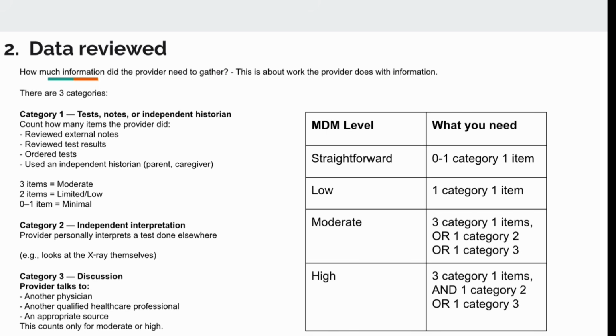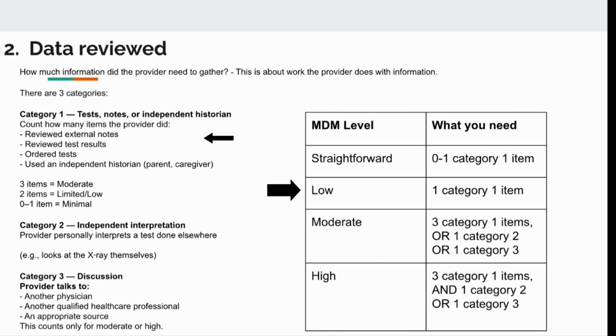Now let us look at this table to determine the MDM level for the data reviewed element. If the MDM has to be straightforward, then there should be 0 to 1 category 1 item, that is from this category 1. If the MDM level has to be low, then there should be 1 category 1 item, that is, from the category 1 section there should be 1 item.